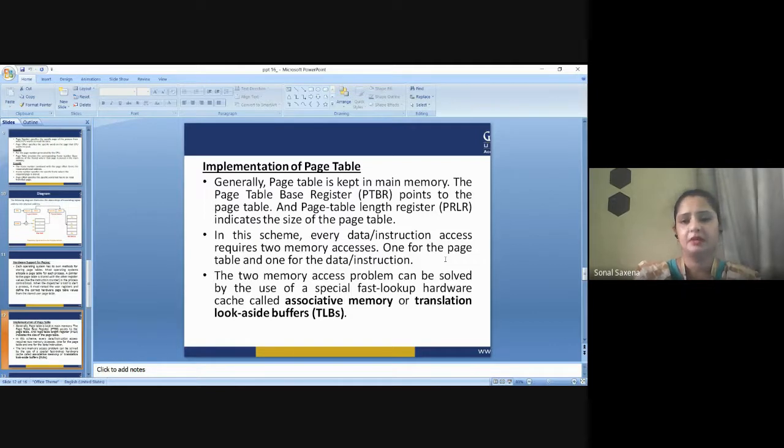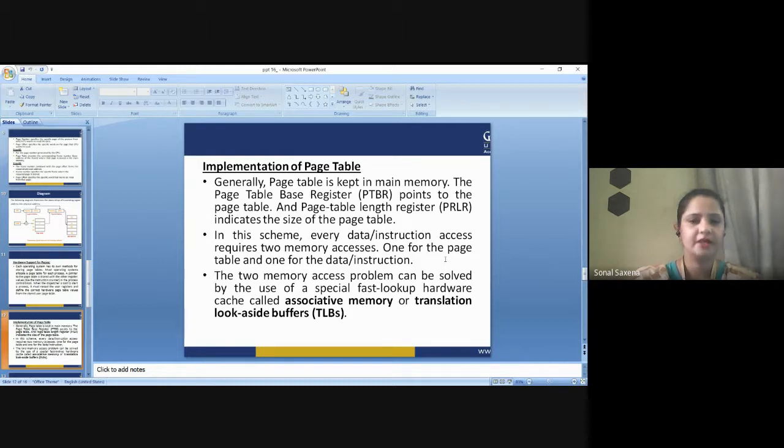Now, the PTBR, the page table base register, always points to the page table, and the page table length register, PTLR, indicates the size of the page table. So there is a different type of register which we call the page table length register. It is meant to only hold the size of the page table. In such a scheme, every data access requires two memory accesses, one for the page table and one for the instruction or the data. That is the two memory access problem. Obviously, one access I need for the page table and one I need for the data itself.